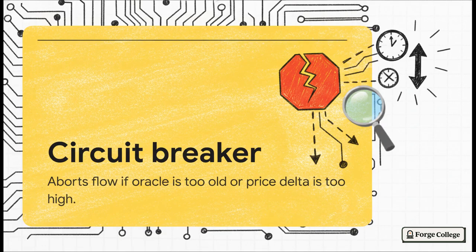What exactly is it? Well, it's a super lightweight pre-flight check that queries the Oracle account before acting. It completely aborts the transaction flow if the Oracle's freshness metadata, like its last updated slot, is older than a safe threshold, or if the price delta has just moved way too drastically. Basically, it stops the transaction dead in its tracks if anything looks even slightly suspicious.